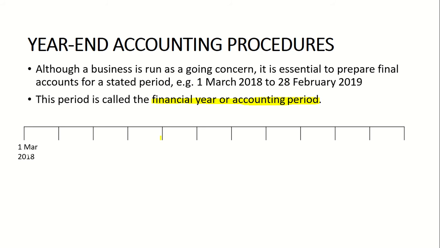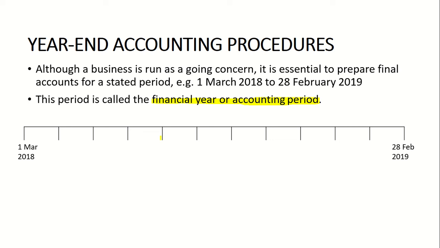Basically, the beginning of the year will be the 1st of March 2018. The end of the year will be the 28th of February 2019. In most cases, you will be given the end of the financial year. It is your duty to find when the financial year started. Basically, if your financial year ends on the 28th of Feb, there's a high chance it starts on the 1st of March of the previous year.